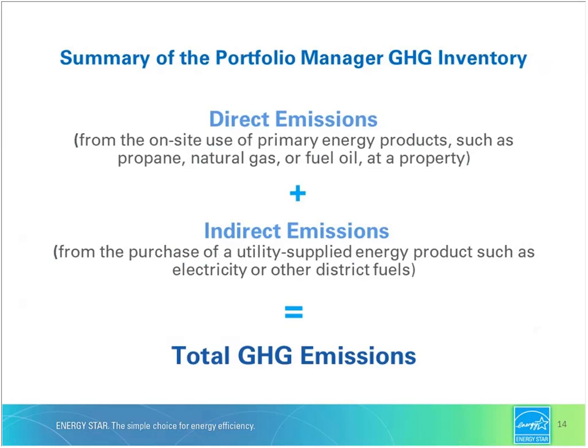All right, but in summary, at the highest level, when you benchmark your building in Portfolio Manager and you look for the metric total greenhouse gas emissions, that is comprised of the direct emissions associated with on-site combusted fuels, added to your indirect emissions, or the emissions associated with fuel sources that were delivered to you, even though the generation happened off-site.